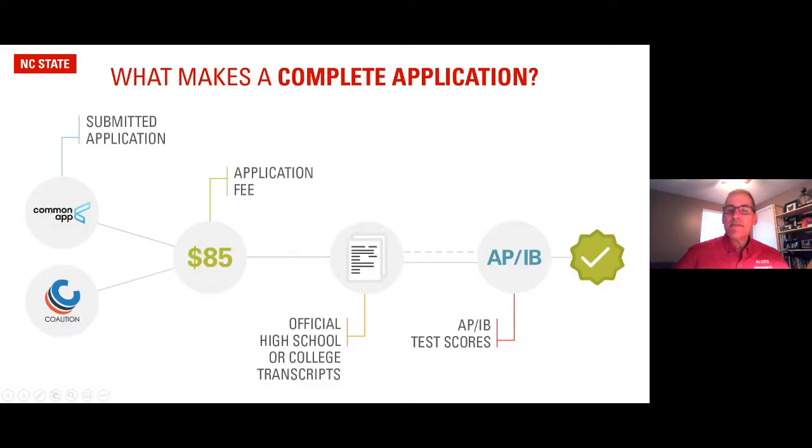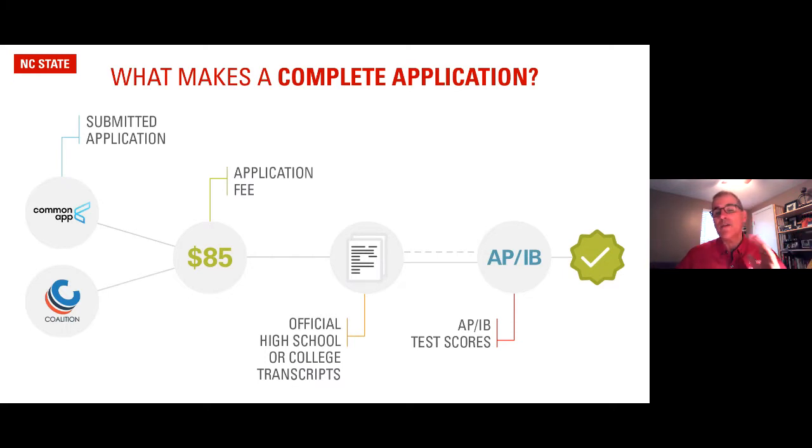So what makes a complete application? We have the Common App, we have the Coalition App, and we also have the brand new NC State Transfer App. When you go to admissions.ncsu.edu and hover over the Apply button, drop-down menus come down. If you want to get to the transfer page, just hover over it and click on it, and it brings up the whole entire transfer website. So that's how you find it.